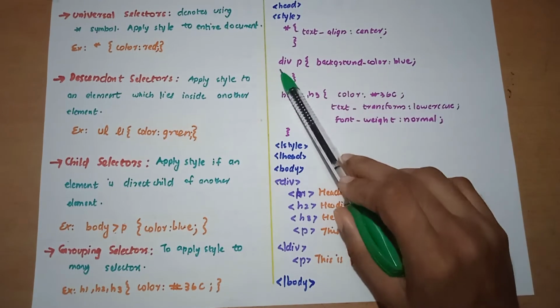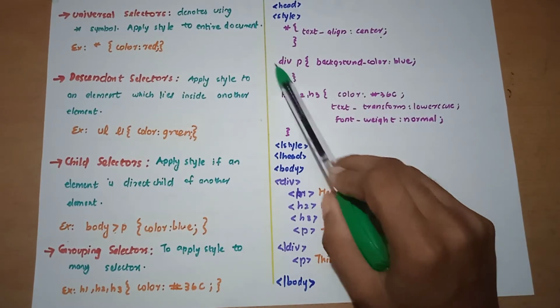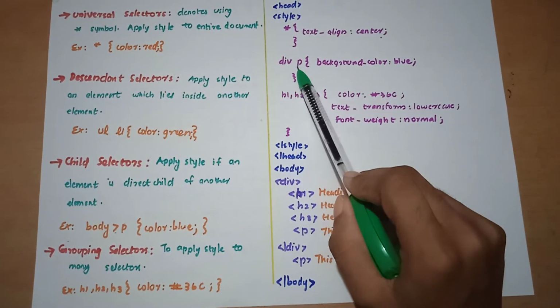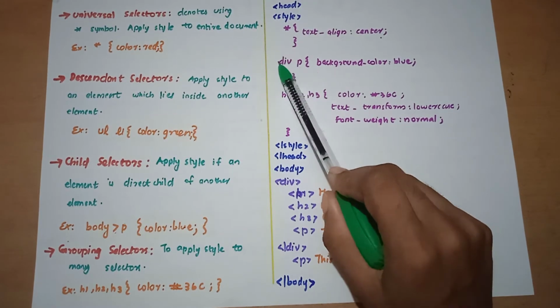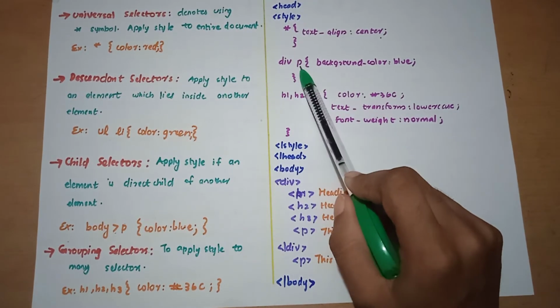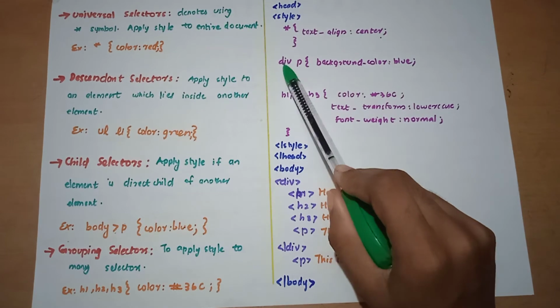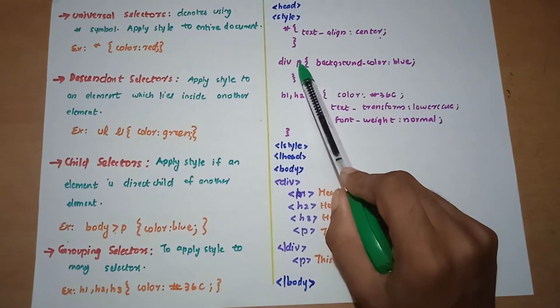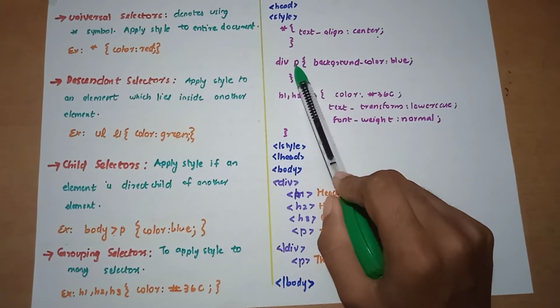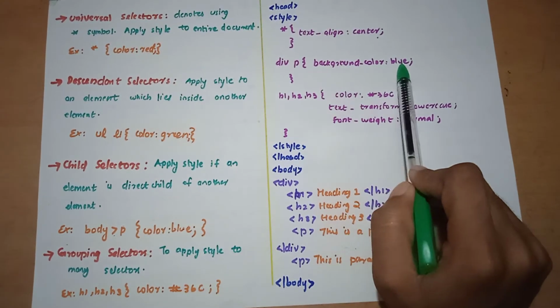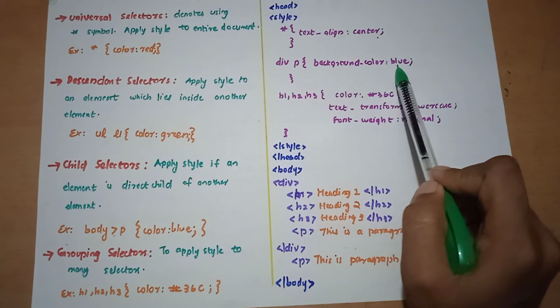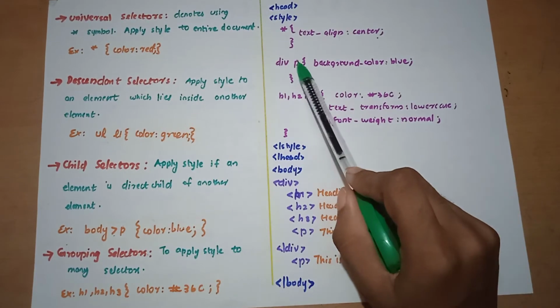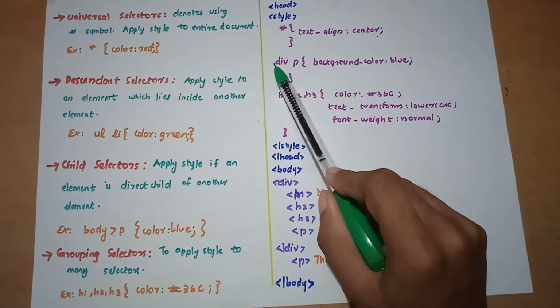The next one is div p. That means this is an HTML element and this is also another element. So this is a descendant, because div is the domain and inside this you can see a paragraph. Whenever a situation comes like this, it will go for this style. Background color becomes blue only for the paragraph inside the div.